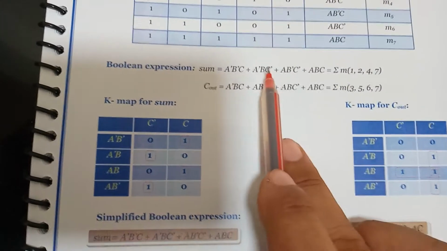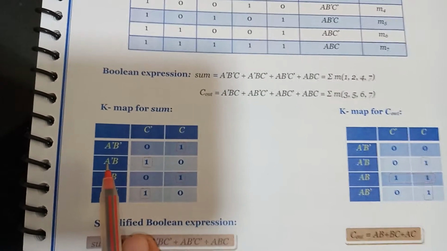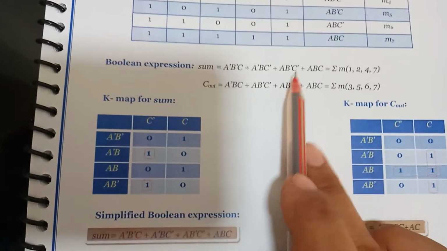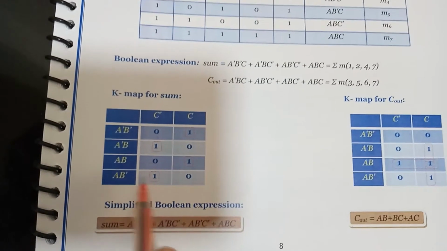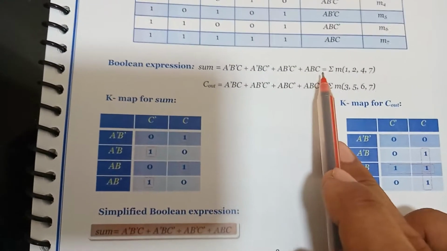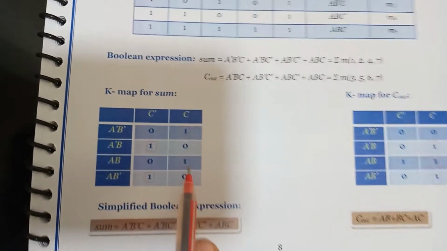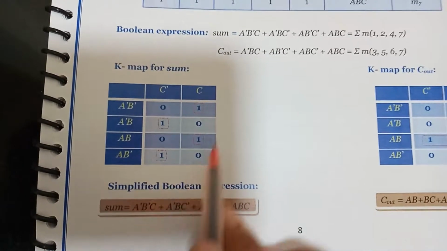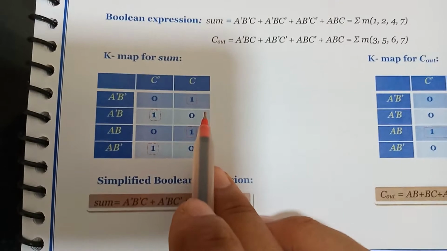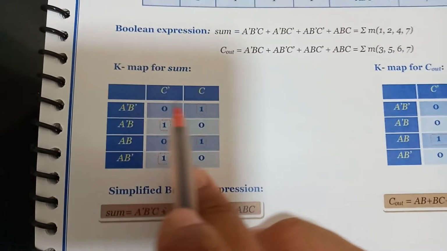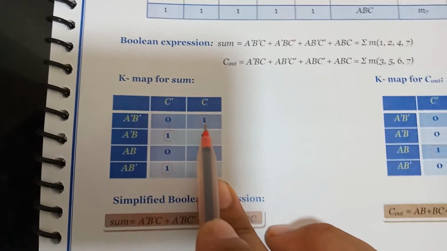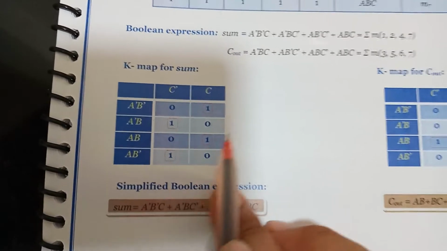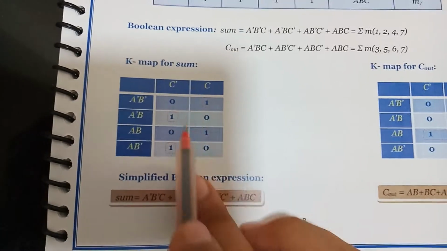The second is A bar B C bar, so this place. Okay, the third is A B bar C bar, so this one, and the last is A B C, so A, B and C. Unfortunately, over here no one is making a pair with anyone. Remember, in a Karnaugh map, to reduce the terms, each min term should make a pair with another. Unfortunately, we are not having any pairs in this sum table.